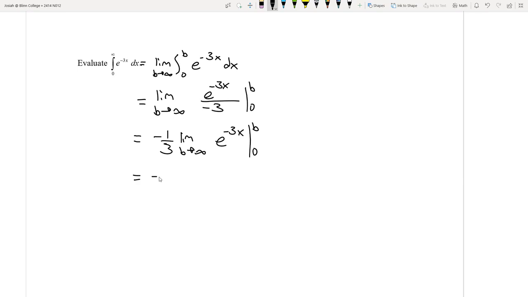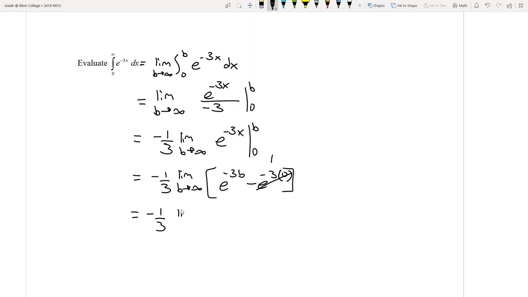Right, so we have negative 1/3, and we'll go ahead and evaluate the integral. So we have e to the negative 3b minus e to the negative 3 times 0. And so when we do that, we get negative 3 times 0, so we get e to the 0 there. That's going to be just 1.